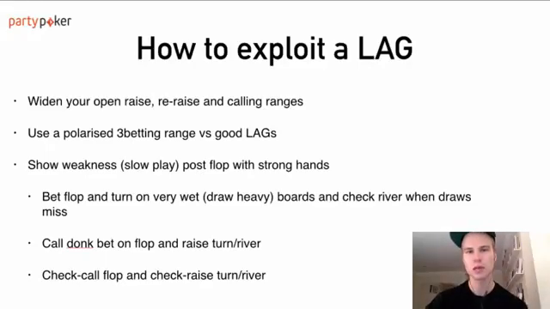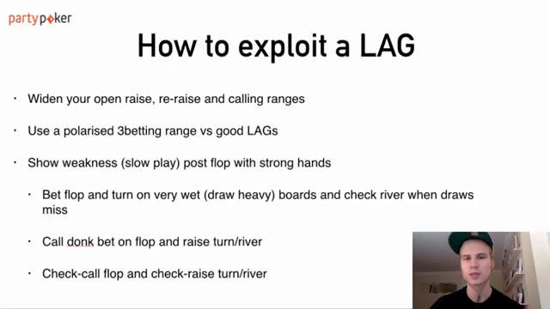Against good loose-aggressive players, you can also add some bluffs to your 3-betting range. This means that you 3-bet hands which you're either happy to get it all in with, or hands that you are happy to fold with if your opponent 4-bets you. This is what makes it a polarized range.